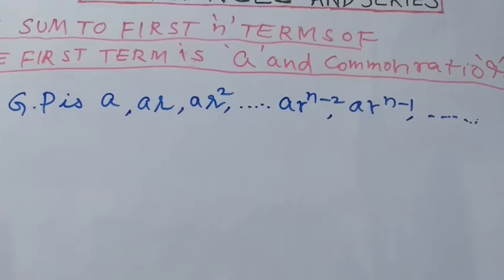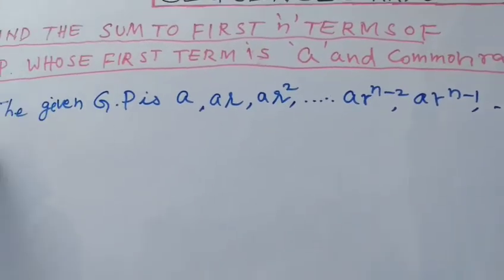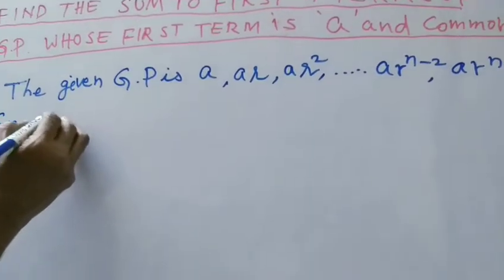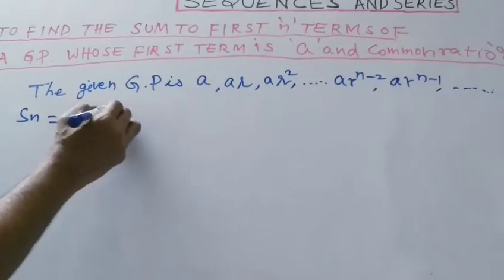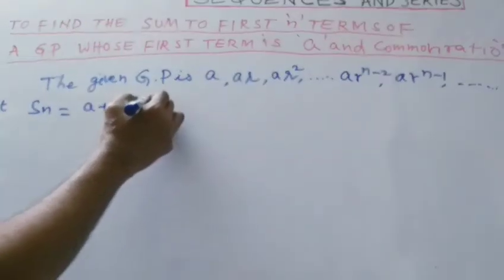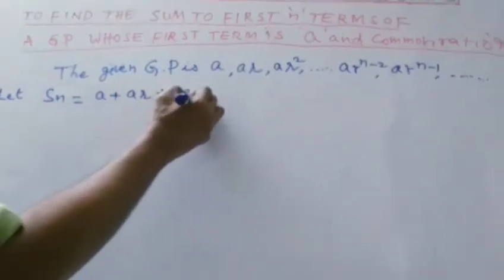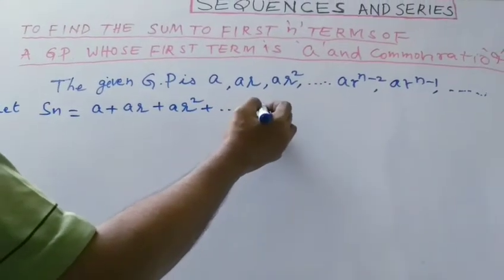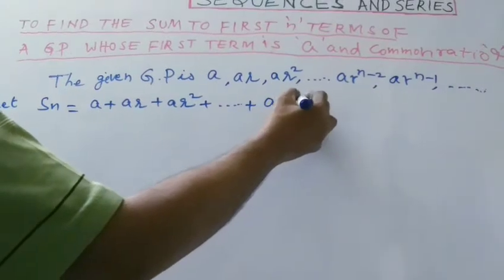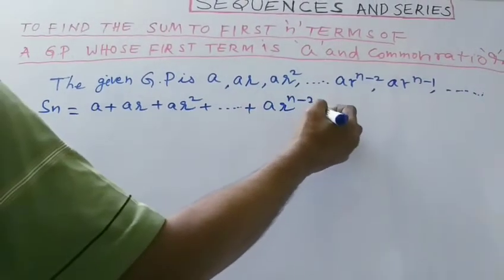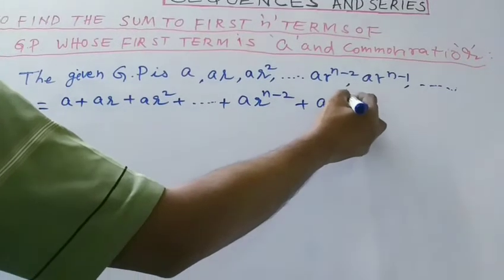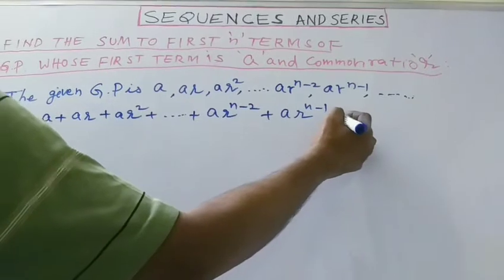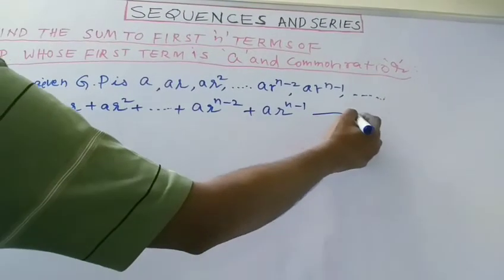Let the sum to n terms Sn be equal to a plus ar plus ar square plus and so on plus ar to the power of n minus 2 plus ar to the power of n minus 1. This indicates first one.